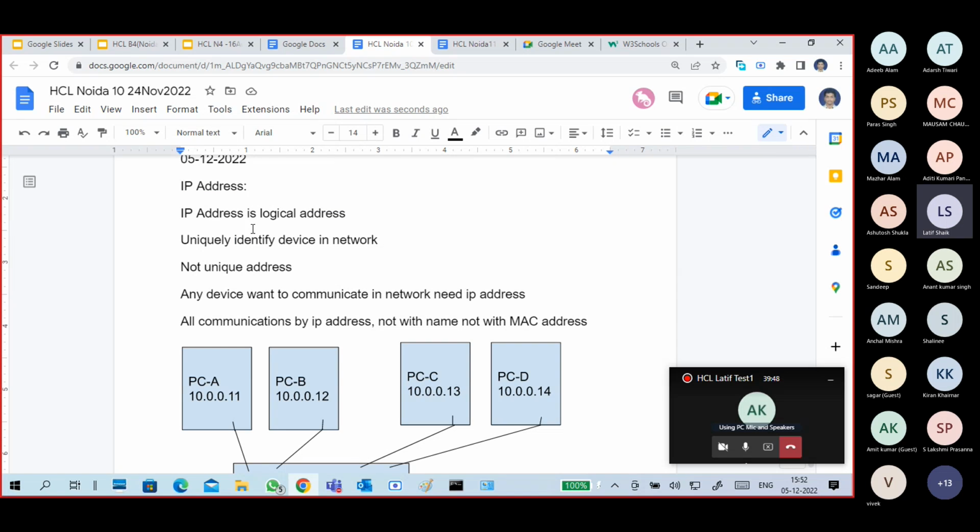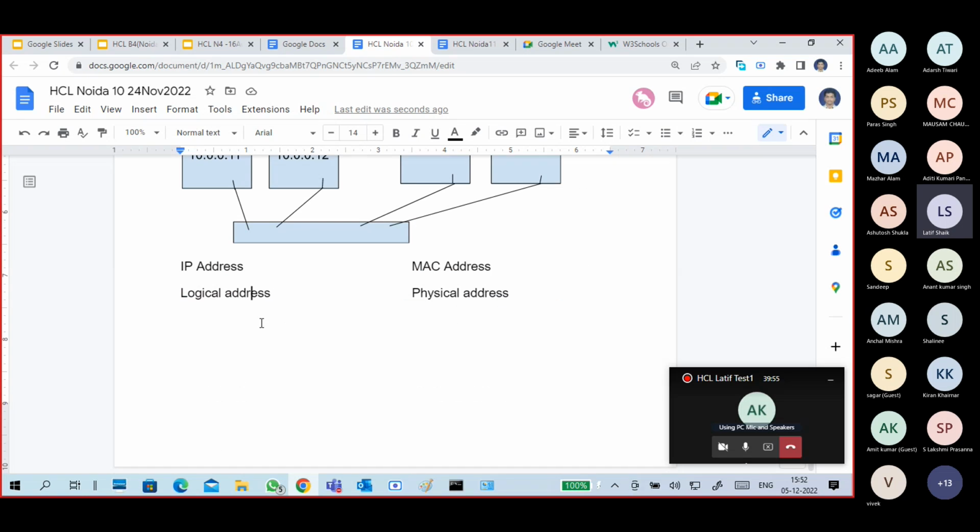So you have already written. Any device that wants to communicate in the network needs an IP address. Without an IP address, we cannot communicate. So we want to take that statement here. We'll say the IP address can be changed, changeable.